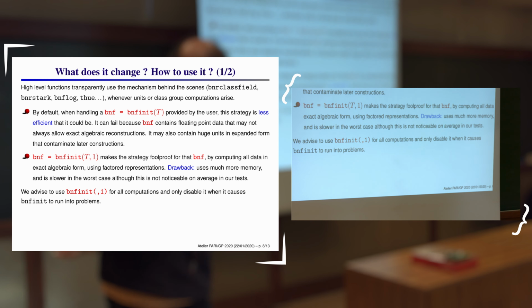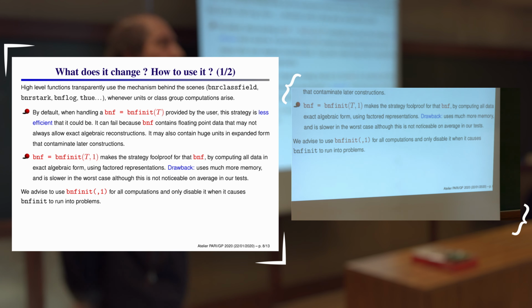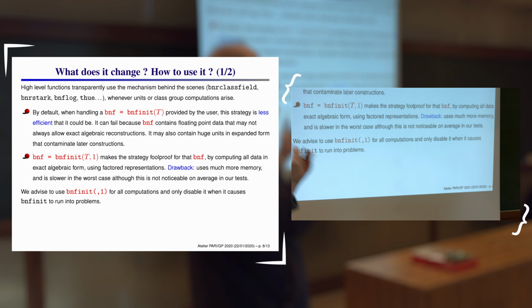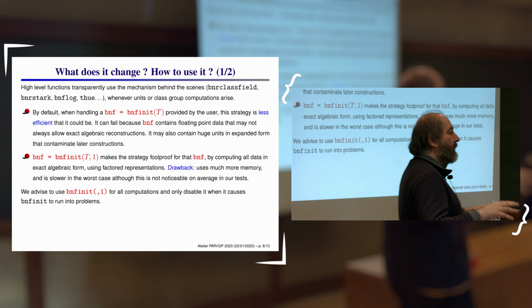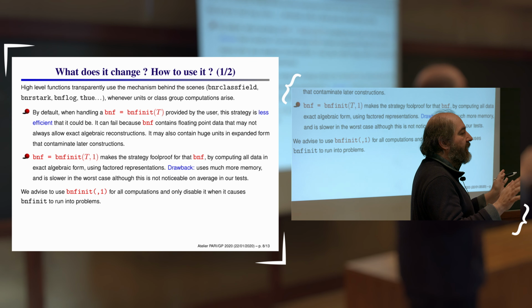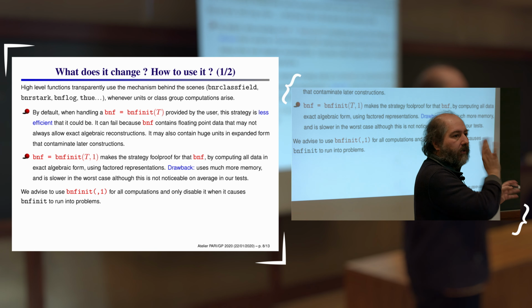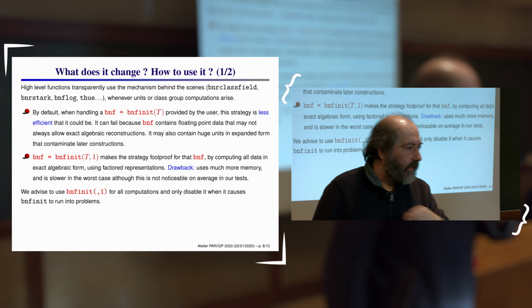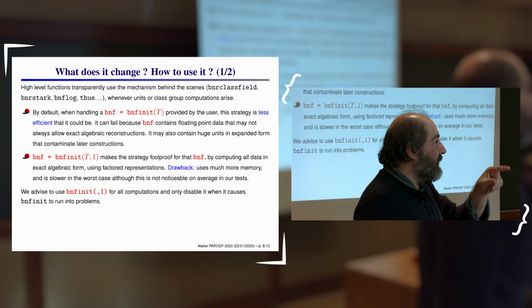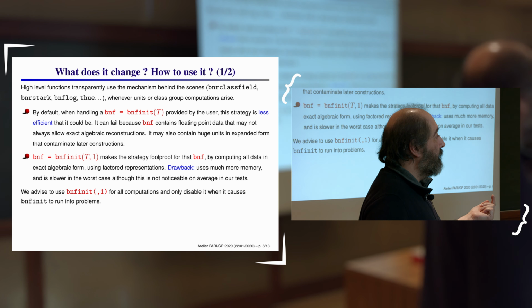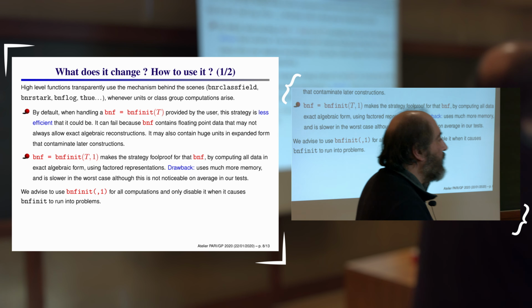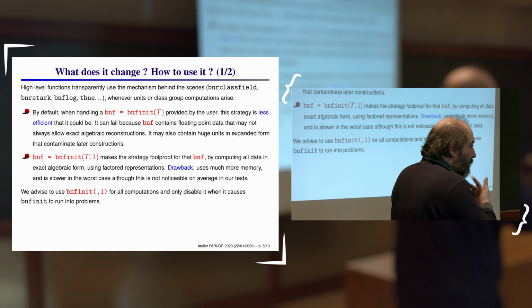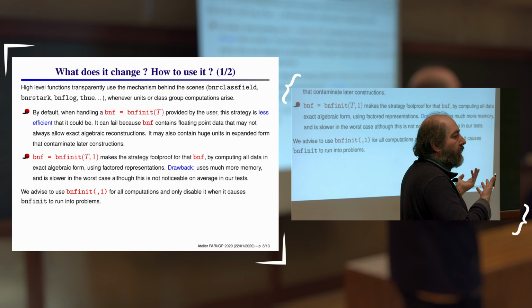Well, this is some implementation report. So first, of course, high-level functions transparently, if some function creates a structure internally and handles its elements, it's going to use the efficient representation. So the BNR class field, the BNF init. So BNR class field needs to compute a BNF init internally. So it does that and handles elements as compact representations.